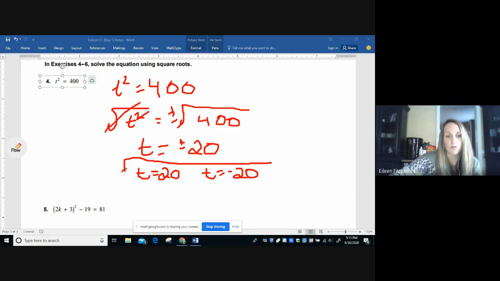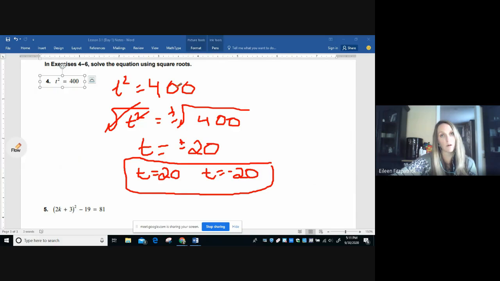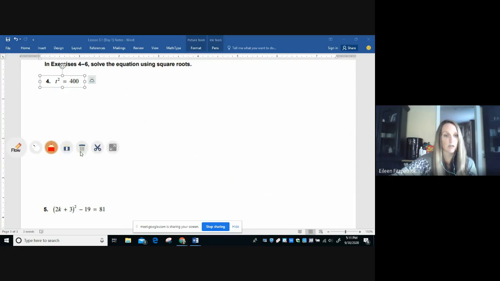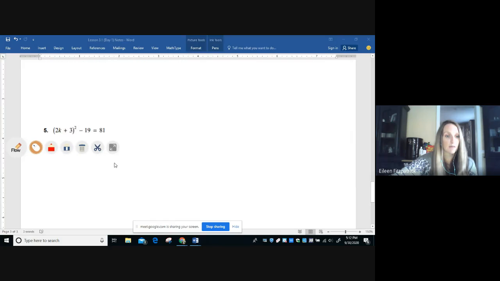Okay. The reason you have to do plus minus is because there are two numbers. If you think back at the original equation, if you plug in a positive 20, 20 squared is equal to 400. If you plug in a negative 20, squared is also 400. So that's why the plus minus is necessary when you're taking the square root of both sides of an equation.